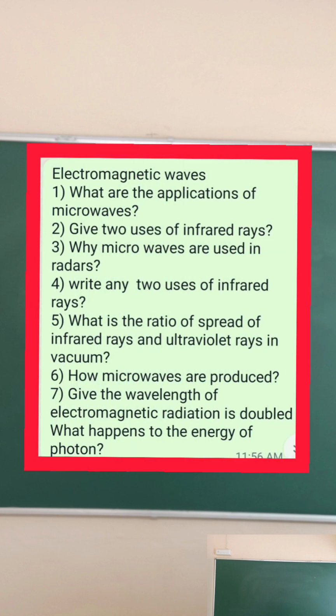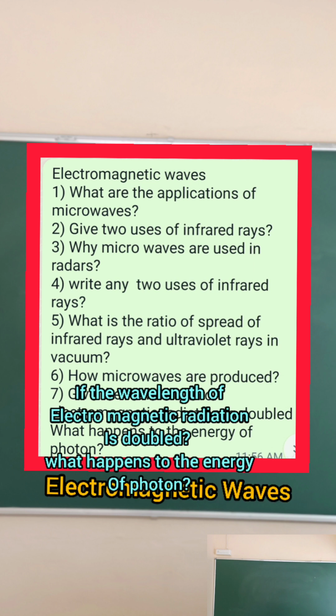Electromagnetic waves include: what are the applications of microwaves? Give two uses of infrared rays. Why are microwaves used in radars? Write any uses of infrared rays. What is the ratio of the speed of infrared rays and ultraviolet rays in vacuum? How are microwaves produced? If the wavelength of electromagnetic radiation is doubled, what happens to the energy of the photon?